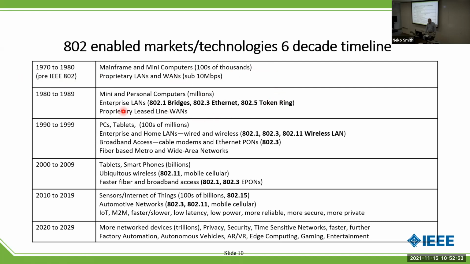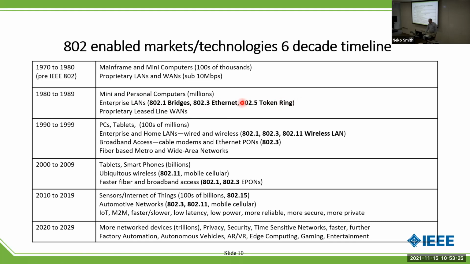And as I mentioned, the initial attempt was to develop a single standard, but it ended up that several different standards were developed. Back in the 80s, the mini and personal computers came to be, and the 802.1 bridges, 802.3 wireline technologies, back then it was coax, and 802.5 token ring were the major standards and products available in the market. Which one was IBM?